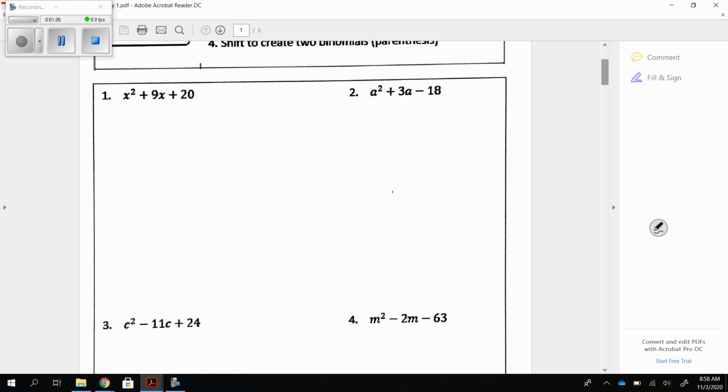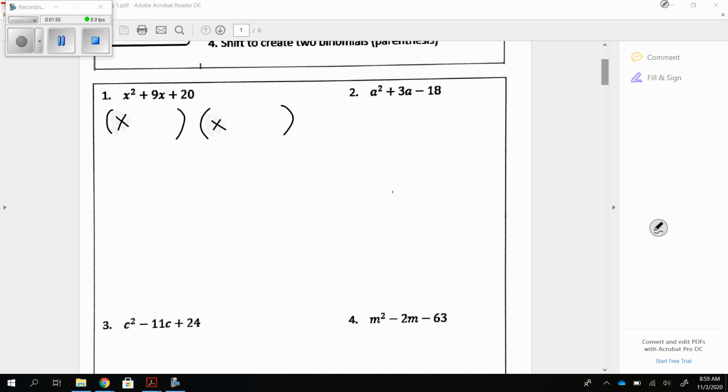We have x squared plus 9x plus 20. All right, and we know it's going to be two parentheses. There are many ways to factor. The way I like to do it, especially when A is equal to 1, and by A I mean this right here, that's always equal to 1, is I know right away these two are going to be x, or whatever the letter is. Like number 2 is A, 3 is C, 4 is M. We know that those are going to be x.